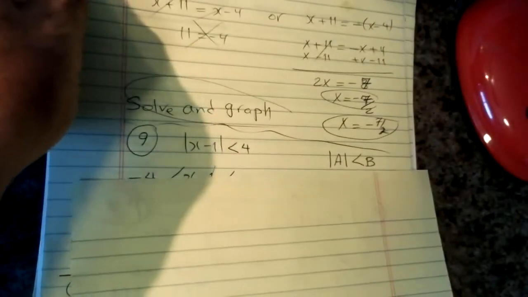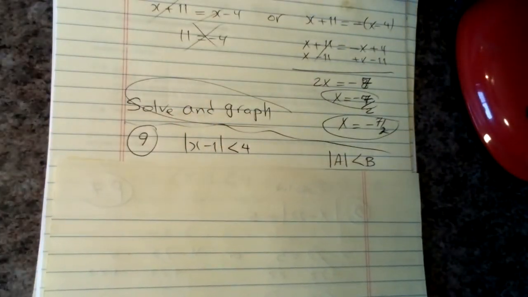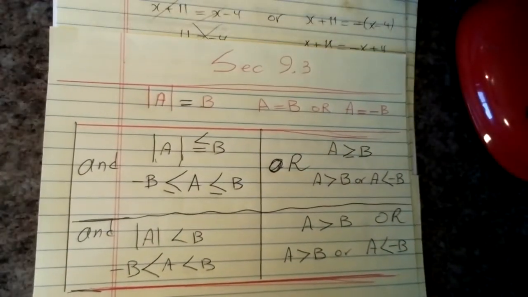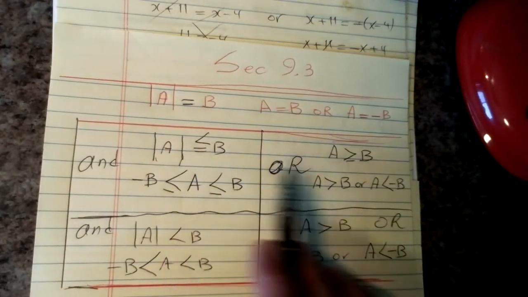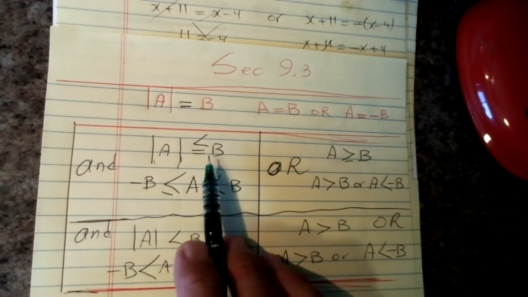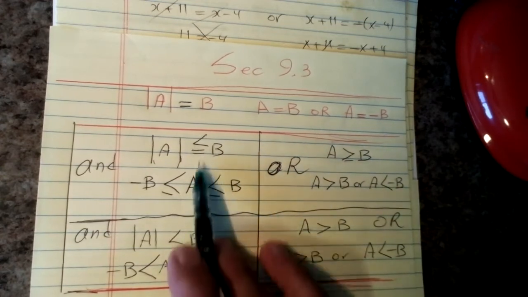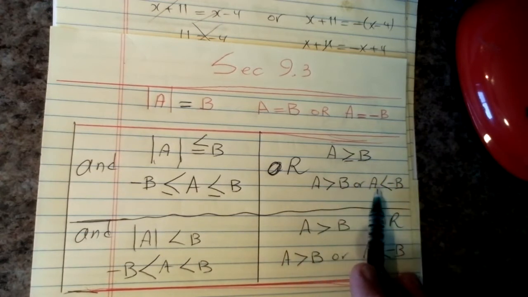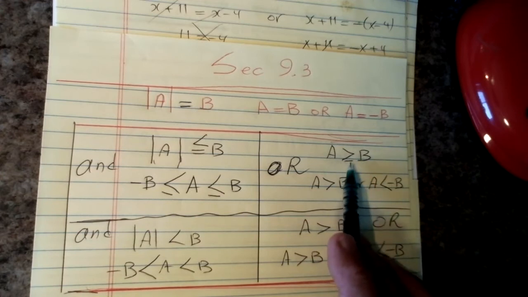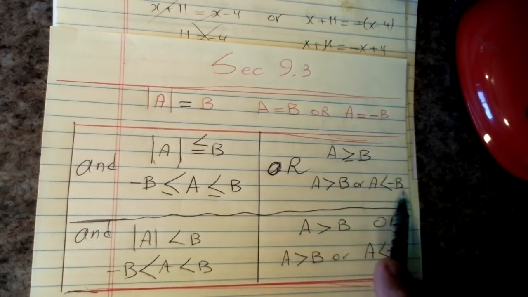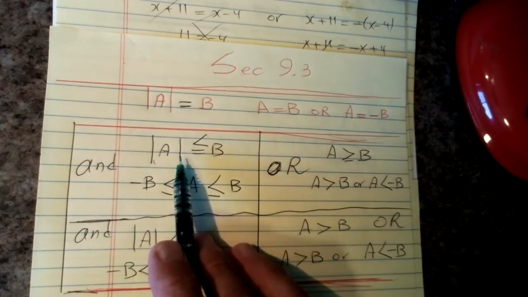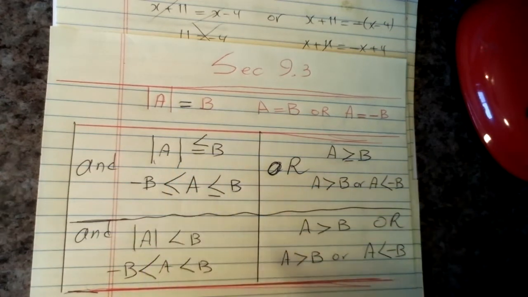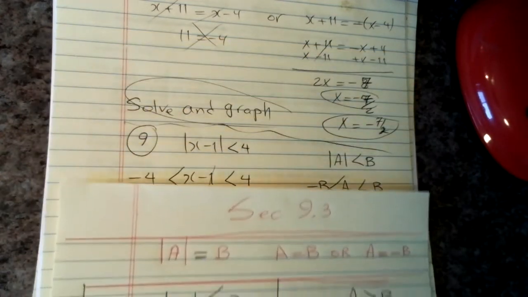Now, when they ask you to graph, this is an inequality. When you deal with an inequality, you always have to watch the inequality sign. If it's greater, then you write it like that, meaning when the inequality symbol is greater, you deal with two separate inequalities. When the inequality symbol is less than, what you have inside of the absolute value, you put that between B and negative B.